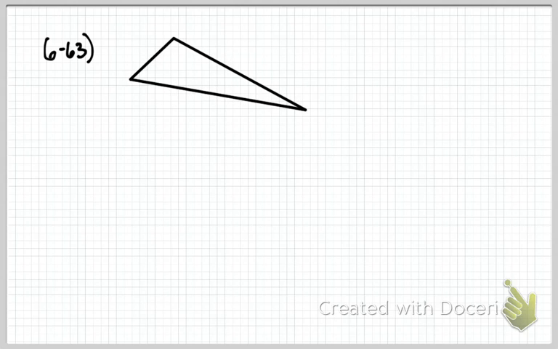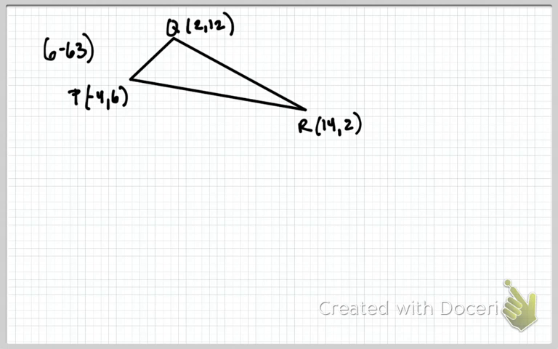Alright, so moving on to 6.63. Draw this in. This won't be to scale, but it'll be close. We have P at negative 4, comma 6. Q is 2, comma 12. And R is 14, comma 2. So question A asks us for the perpendicular bisector of PR.